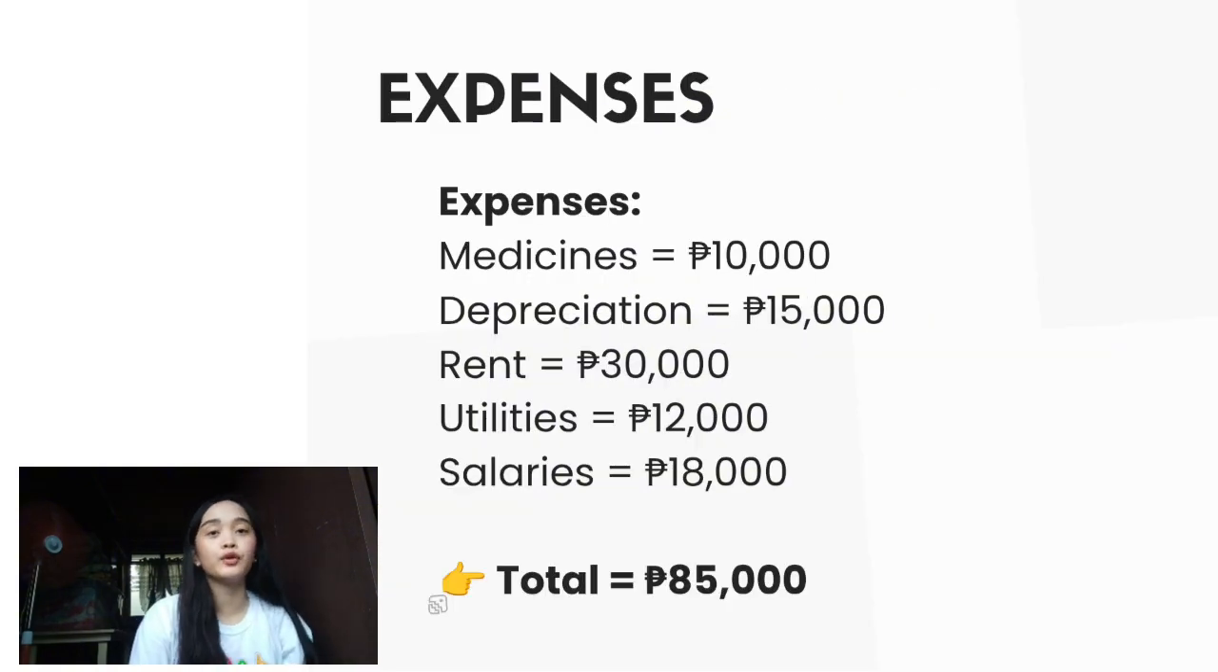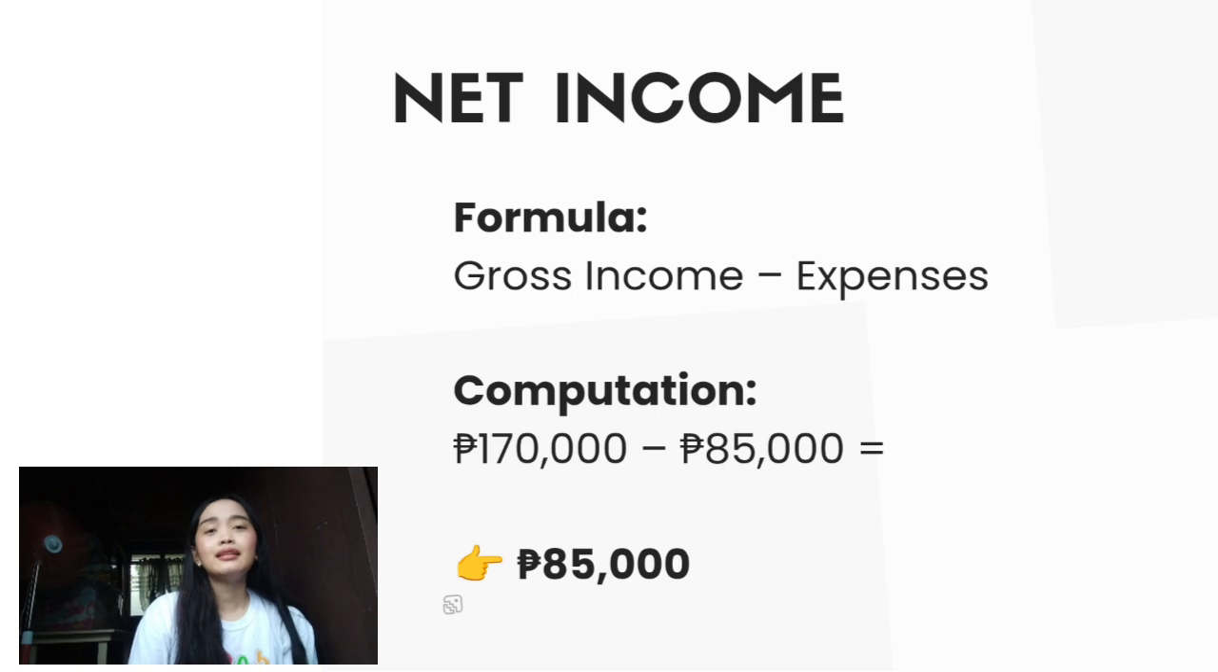So now we compute the total expenses. First, these include the 10,000 for cost of medicines, 15,000 for depreciation, 30,000 for rent expense, 12,000 for utilities, and 18,000 for salaries. So the total expenses amount to 85,000. Next, we compute the net income by subtracting the expenses from the gross income. So 170,000 minus 85,000 equals 85,000 net income.